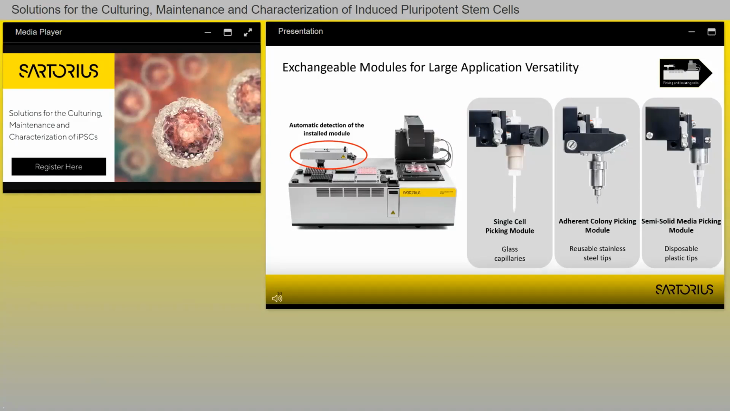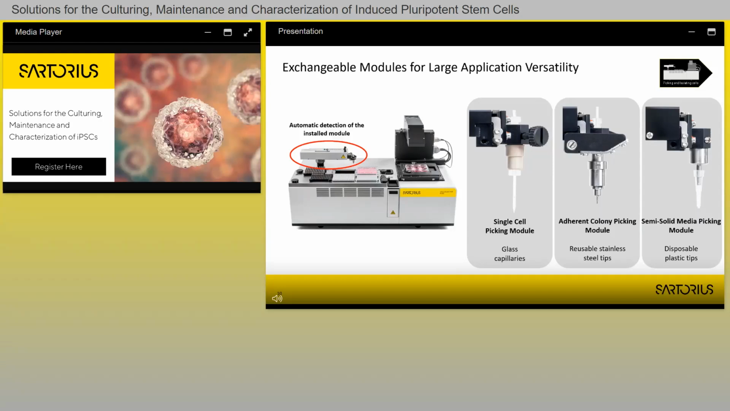And on the right hand side, we've got the 3 different modules that can be used with the system. So we've got the single cell picking module, which uses replaceable glass capillaries. In the middle, we have the adherent colony picking module, which uses reusable stainless steel tips, which can be autoclaved for sterilization. And then on the right hand side, we have the semi-solid media picking module, which uses disposable plastic tips.